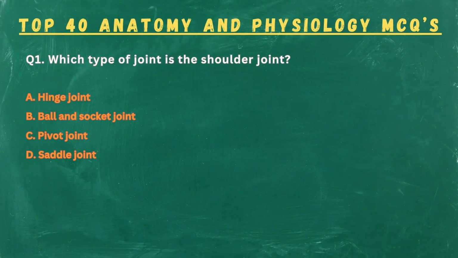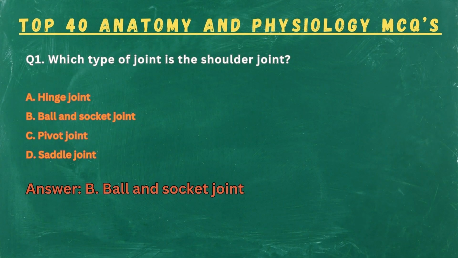Q1. Which type of joint is the shoulder joint? A. Hinge joint. B. Ball and socket joint. C. Pivot joint. D. Saddle joint. Answer: B. Ball and socket joint.